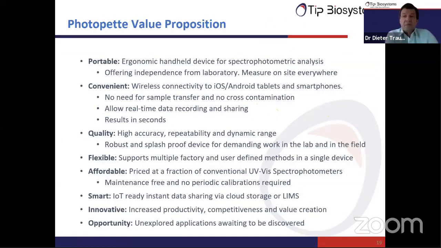Okay, so let's sum up a little bit on the value propositions of the Photopette device family. One of the biggest advantages, of course, is that it's an ultra portable handheld device. It's very ergonomically formed, just 180 grams, and very convenient. It's wirelessly connected through Bluetooth, doesn't need sample transfer, allows real-time data recording, and measurements are very fast.